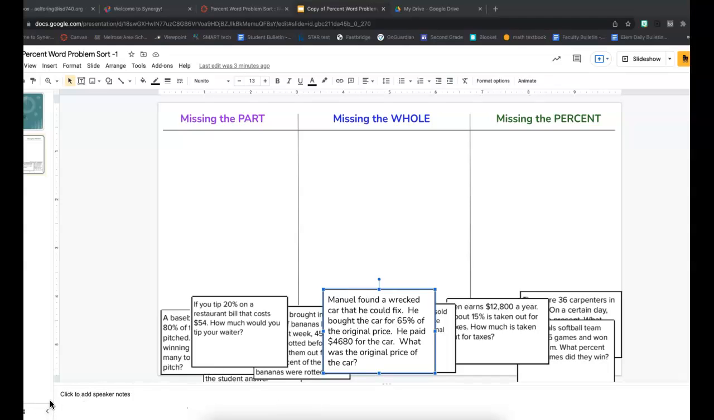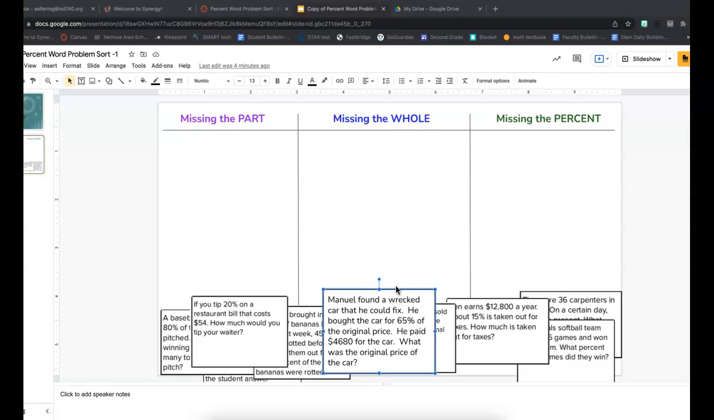Hopefully. But was it hard to sort them? Maybe, maybe not. Were there ones that were easier than others to pick out? Which ones are easier to pick out than others? Yeah. Missing the percent is easiest, right? Because if we're missing the percent, we can just look at them and say, oh, there's no percent sign. That's what it's missing. Okay? So let's make sure you have them in the right spot. And if you have them in the wrong spot, I want you to fix it. Okay? Start with this one.